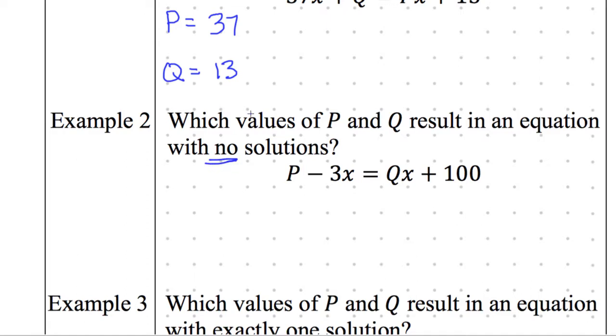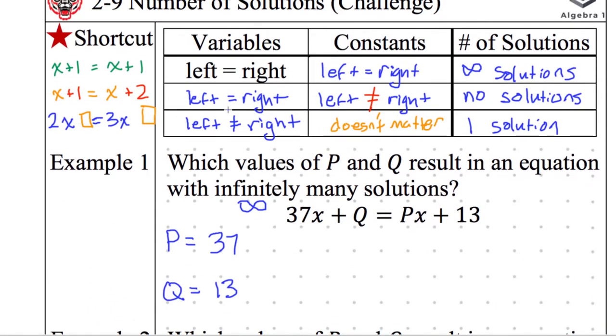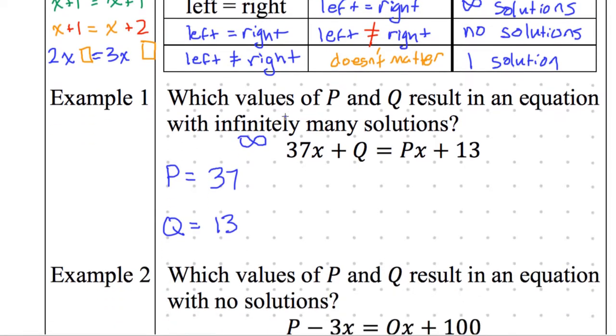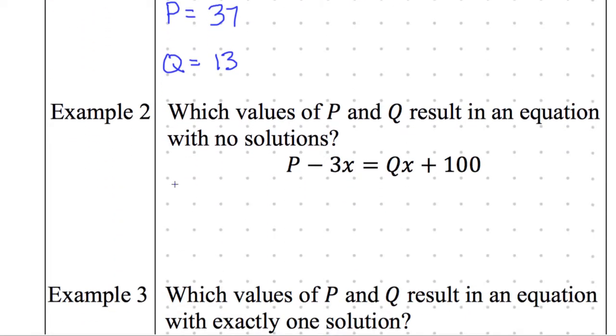No solutions. That means I'm coming back up here. I'm looking at this second row. No solutions. Okay, so I need a value of P. I'm going to write that down. I need a value for Q. Write that down. What should they be? I want a quiet raised hand for P, and then after that, I'm going to call on a quiet raised hand for Q. What should P be in order for me to get no solutions?